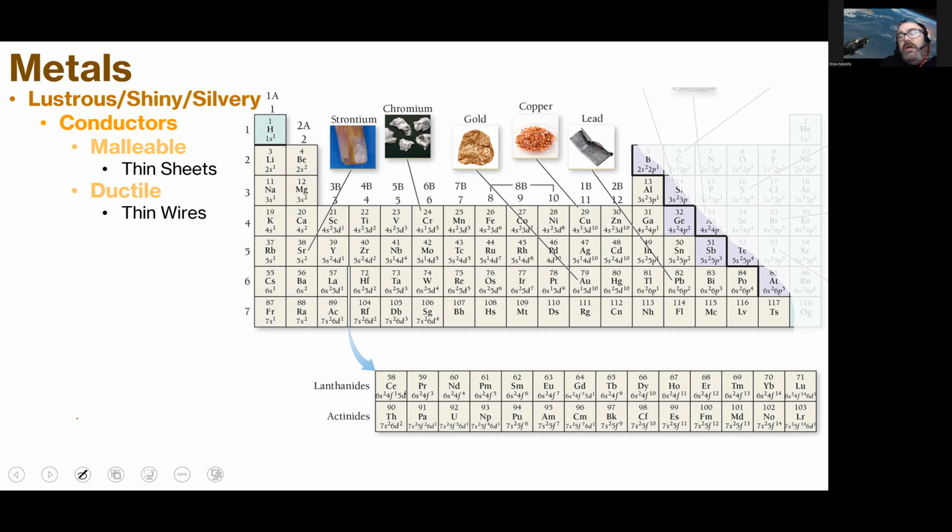All the metals are on the left side of the periodic table. You'll notice there's this line that goes right here that I wish had a name, but I don't think it does. That separates metals from non-metals. One thing I want to point out is the line continues over here. Hydrogen is not a metal, even though it's on the left side of the periodic table.